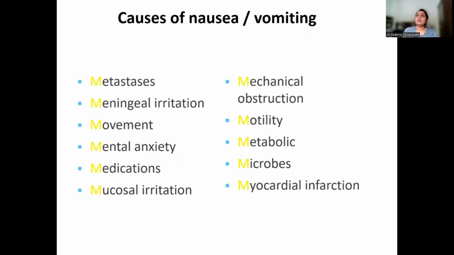And that is the clinical aspect of vomiting. So what are the causes of vomiting? Different types of causes will be there, like metastasis, meningeal irritation, motion or movement, anxiety, medications, microbes, organisms, okay. The commonest cause is microbial action, due to viral or bacterial causes, and motility problems, either due to intestinal obstruction, mechanical obstruction, or, you know, in myocardial infarction also you will have vomiting sometimes, okay.